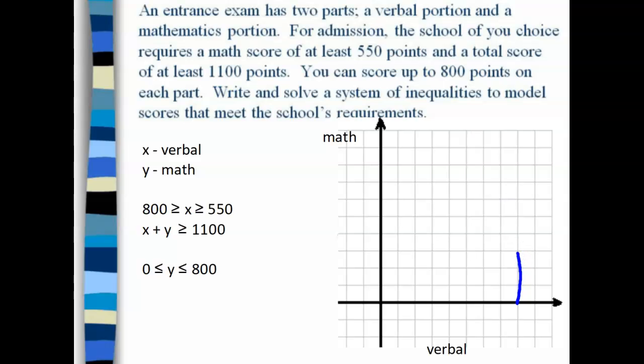So we know that her verbal score can't be over 800. So we're going to draw in a line here. That means the x-intercept is 800. And our shading would be to the left. We also know that her score can't be less than 0, so we use the y-axis as a second bound.